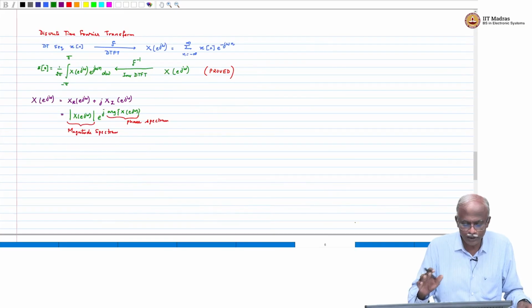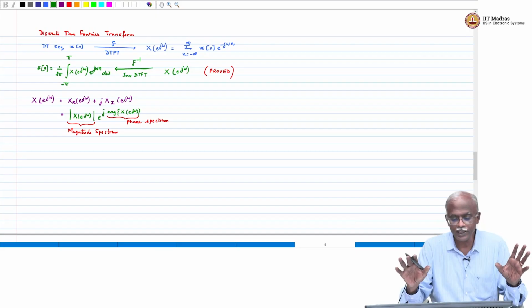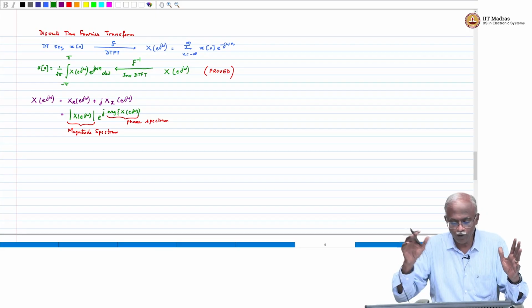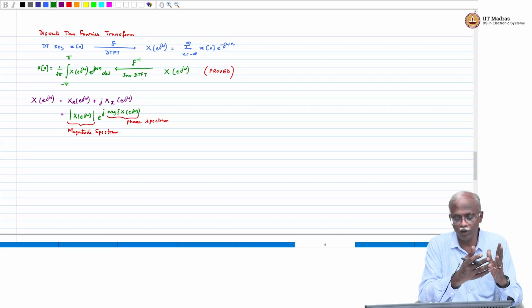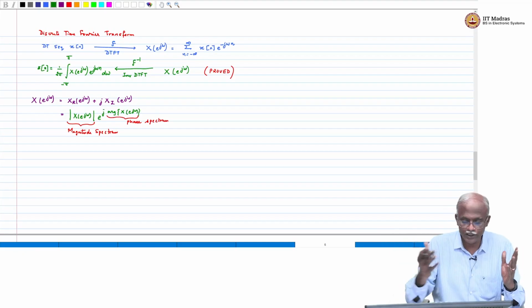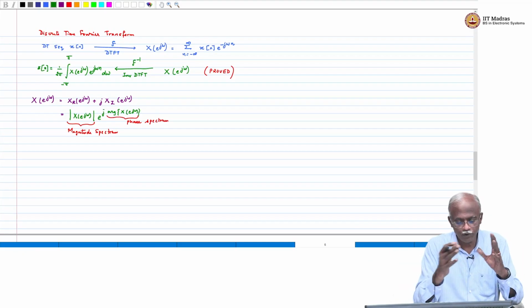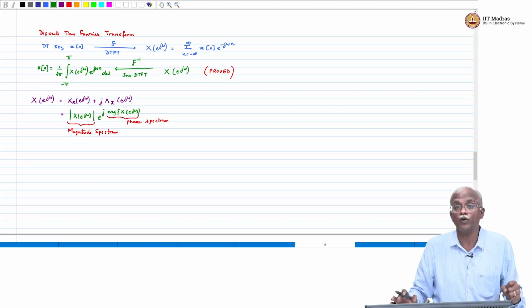We introduced the discrete time Fourier transform, the forward transform and the inverse transform, and we proved that the inverse transform was valid, and therefore we treat this as a Fourier transform pair.